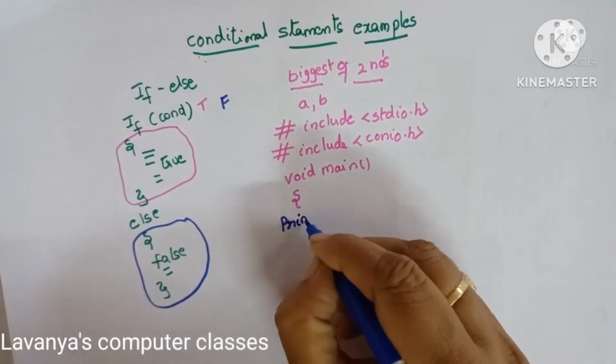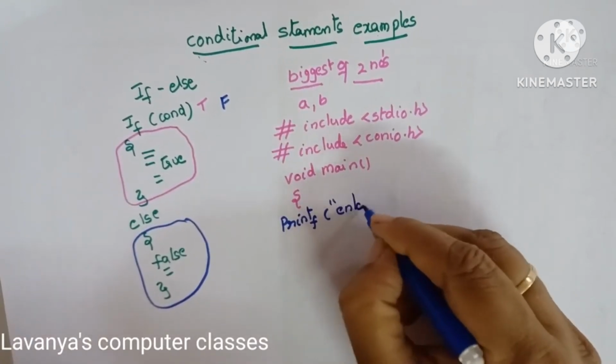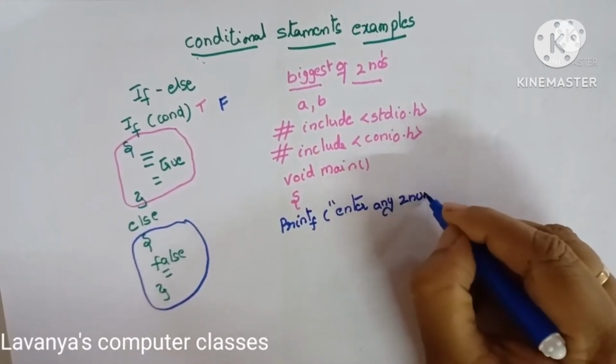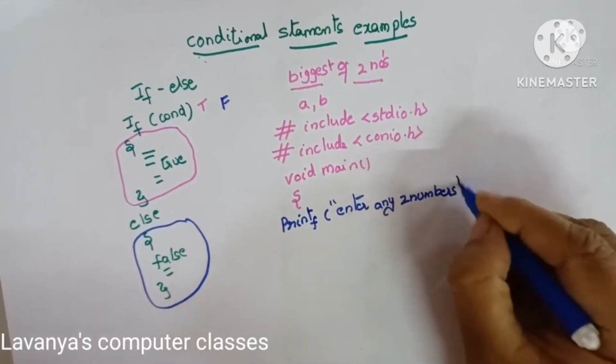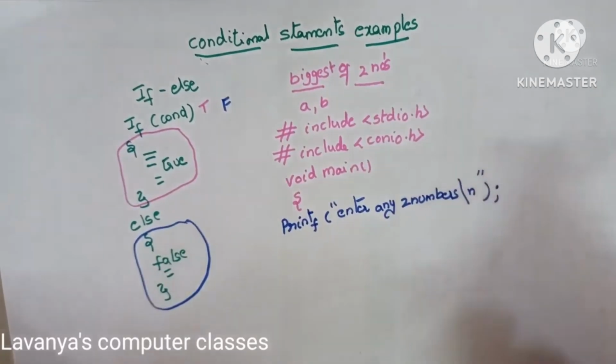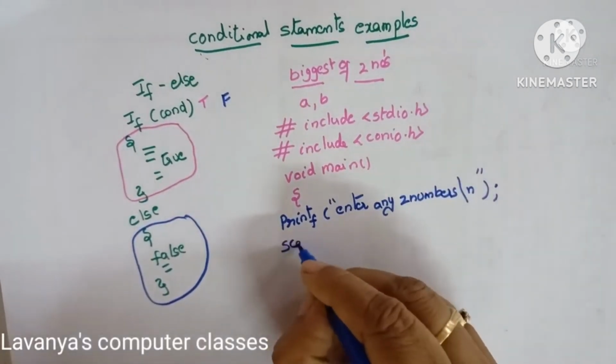First I have to declare the variables also. First I'll keep the heading printf "Enter any two numbers", because we need two numbers only. This is just a heading for the user, for the user's understanding. Enter any number. \n means it is entering into the next line. Each and every line ends with a semicolon after the curly brackets.